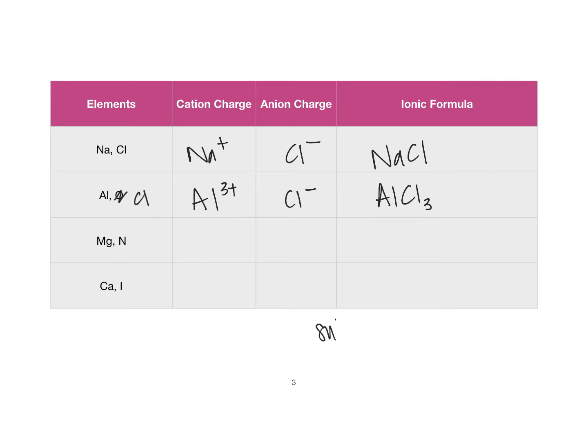where the subscript is the number of atoms.